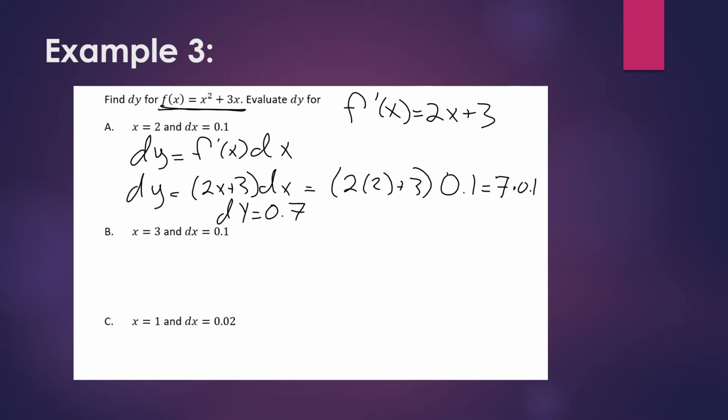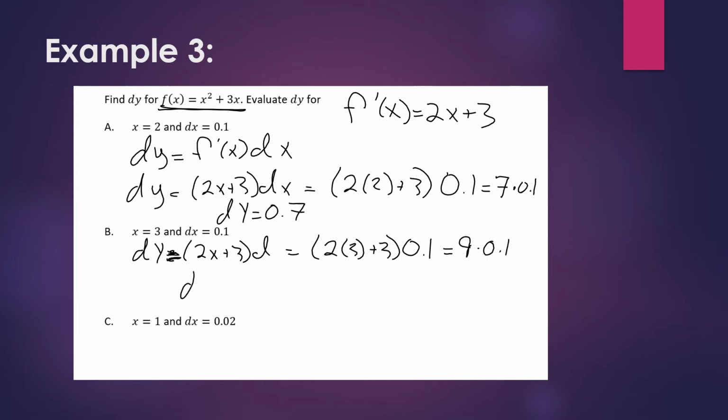B, same thing, but they want x to equal 3 and dx to equal 0.1. So I still know that dy is 2x plus 3 dx, and I'm just going to plug in 3 and 0.1. So I'm going to get 2 times 3 plus 3 times 0.1. So this is 9 times 0.1. So dy is going to be 0.9.